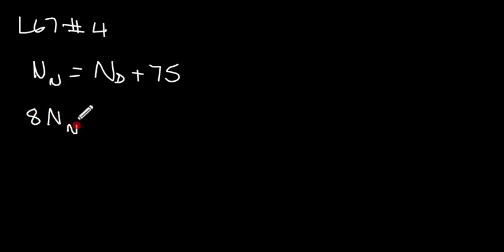So that one is, there were 75 more nurses than doctors. In fact, 8 times the number of nurses exceeded 10 times the number of doctors by 140. How many of each were there? Yikes. Okay, so 75 more nurses than doctors. So I'm going to do the number of nurses equals the number of doctors plus 75, right? There's 75 more nurses, so I had to add 75 to the doctors. In fact, 8 times the number of nurses exceeded 10 times the number of doctors by 140.